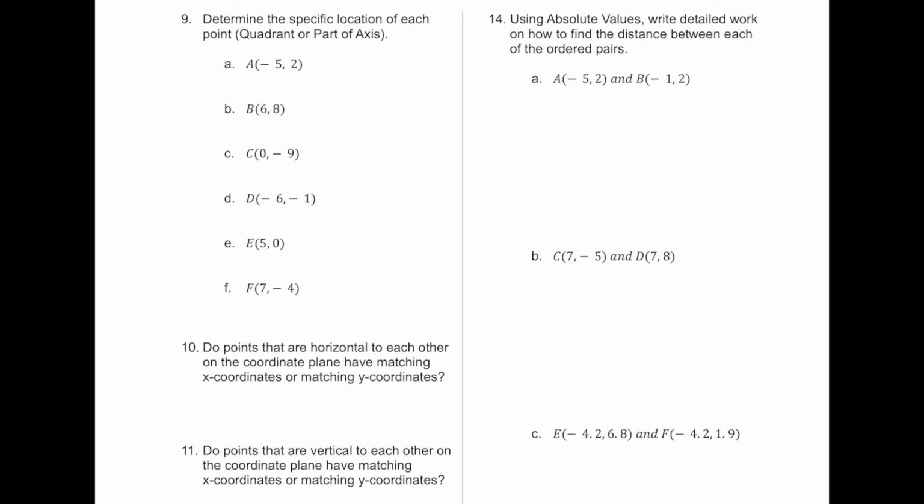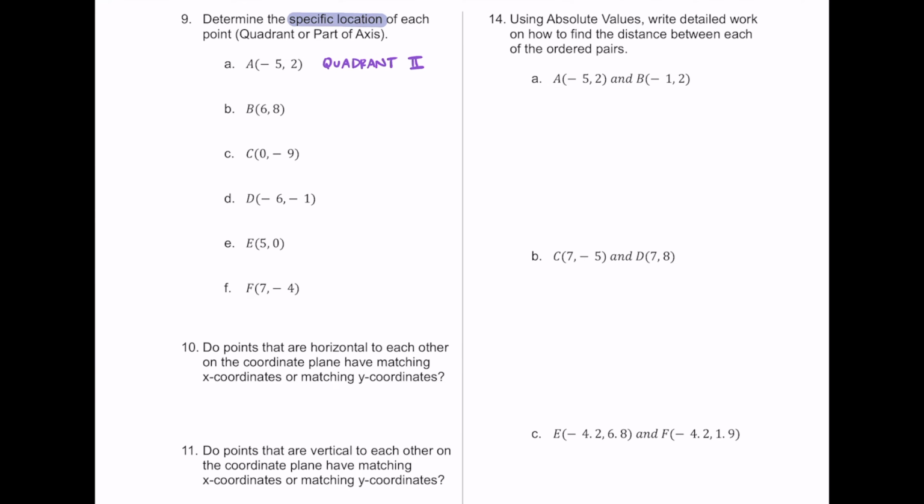For number 9, let's determine the specific location of each of these points, whether it is in a quadrant or on an axis. For 9a, we have point A, negative 5, comma 2. From the origin, we move left and move up. This would be located in quadrant 2, where everything has a negative x value and a positive y value. So that's quadrant 2.